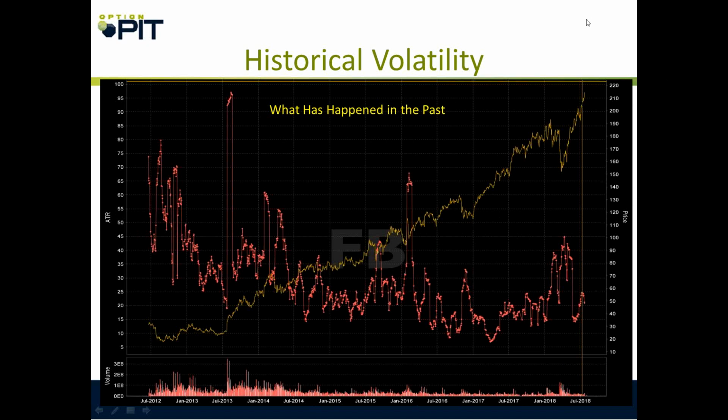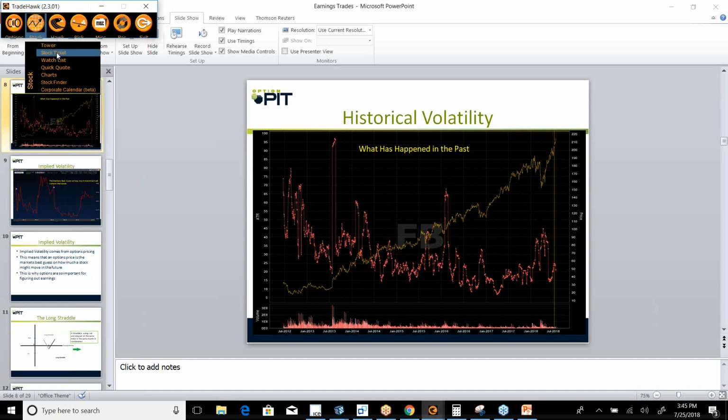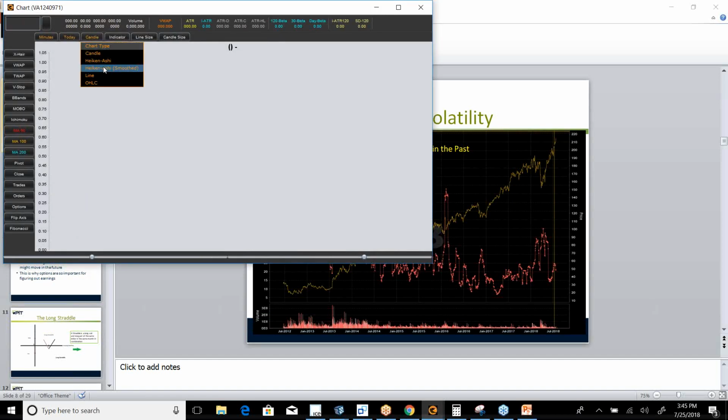That's basically a measure of how much the stock moves. Most historical volatility charts look at comparing the closing price to the next day's closing price or the previous day's closing price. But what that leaves off is, for those of you that look at candles, let me pull up TradeHawk here. Stock chart. So let's look at a candle chart of Facebook.